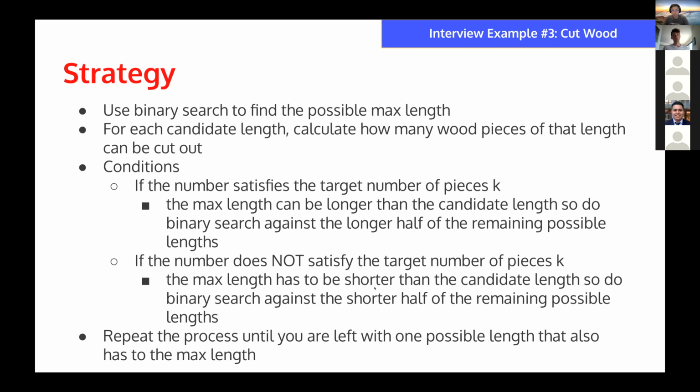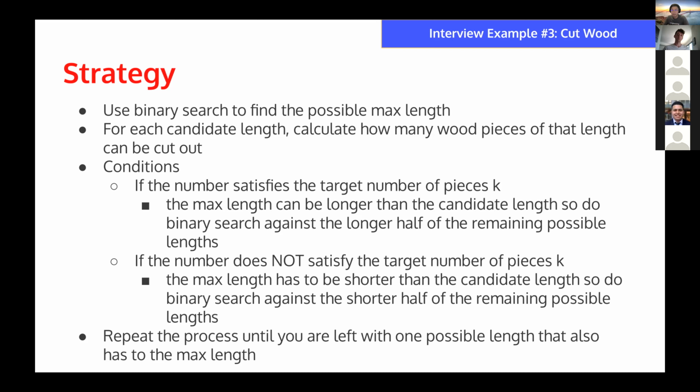And these are the conditions that you want to have, which is if that possible candidate satisfies the target number of pieces K, then the max length can possibly be longer than the candidate length. So now you want to do a binary search against the longer half of the remaining possible lengths. So now you might want to try any of the numbers from length 5 to 10, but in the principle of following the binary search and making it more efficient, you want to try length of 7 or length of 8.